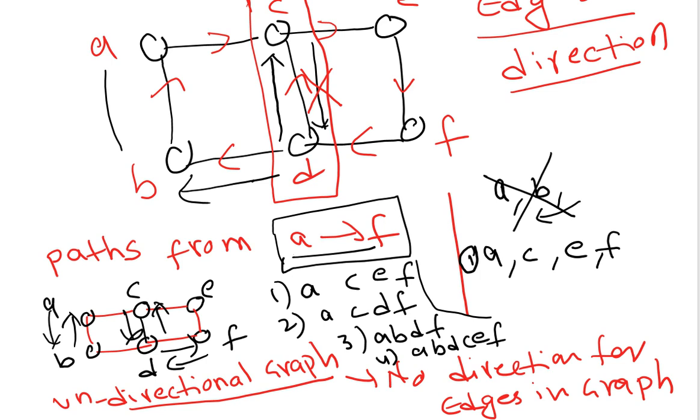So this is the basics you need to know about a graph. What is a graph? Edges, vertices, directions, path, unidirectional and multidirectional.